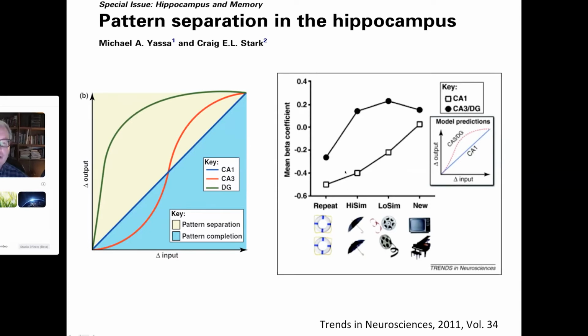And then Mike was also showing work he did with Craig in human imaging, where people were seeing repeats of stimuli, stimuli that were very similar to each other or not very similar, or completely new. This would show a linear relationship in CA1 in terms of beta coefficients in the BOLD imaging. In their dentate CA3 imaging, they couldn't distinguish CA3 from the dentate. It would look much more like the dentate than the CA3. The way they thought about this was, maybe they're combining CA3 and dentate together. So you add the red curve to the green, you get something that looks kind of like this.